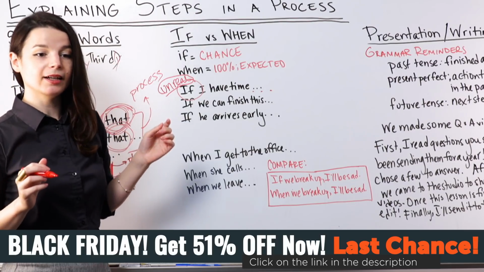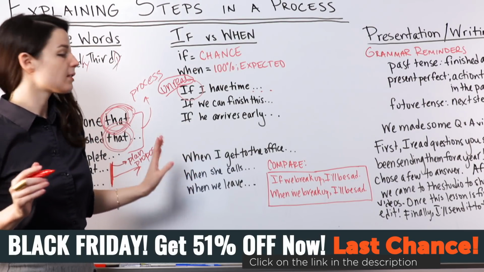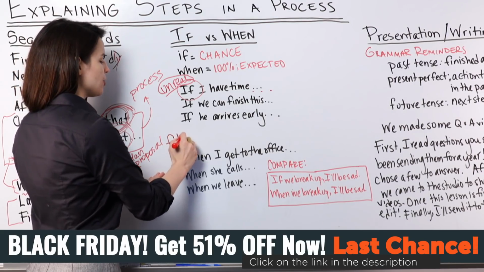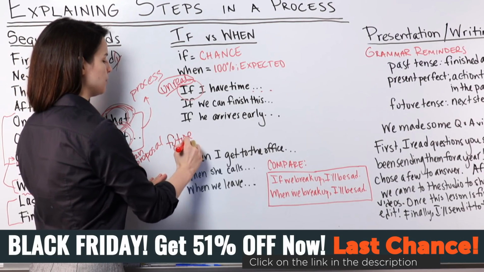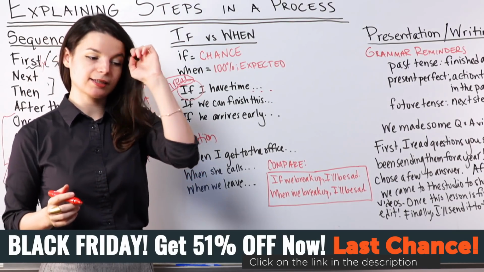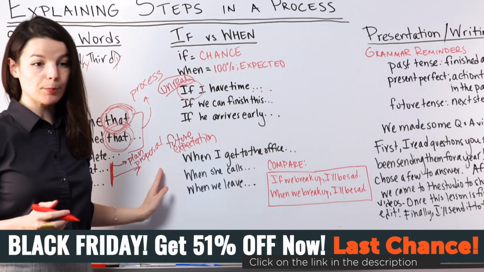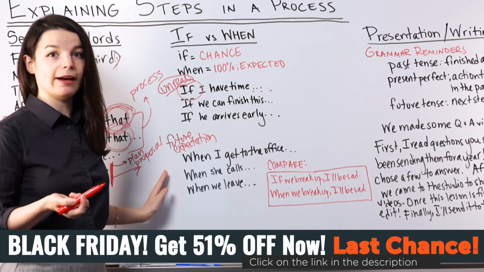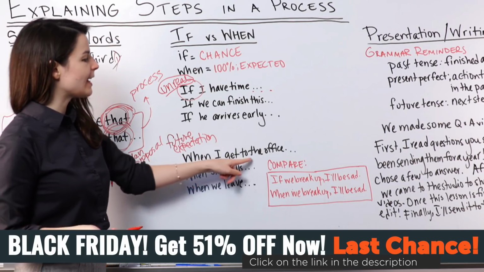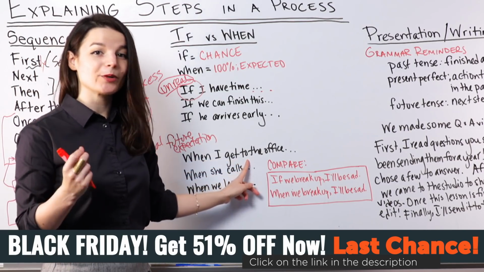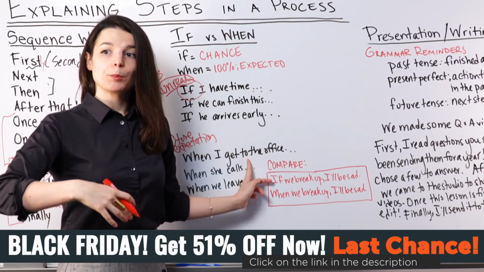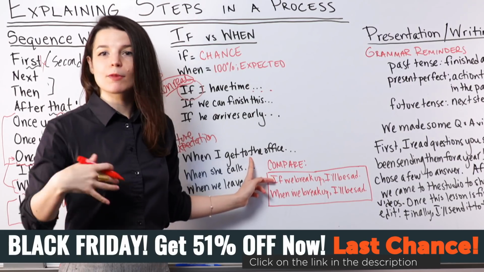Let's compare this then to when. So as I said, when is a future expectation. So we think there's a 100% chance this thing is going to happen. We want to communicate that expectation. So some examples of this. When I get to the office. So that means 100% I'm going to arrive at the office. So when I get to the office, please make some copies.